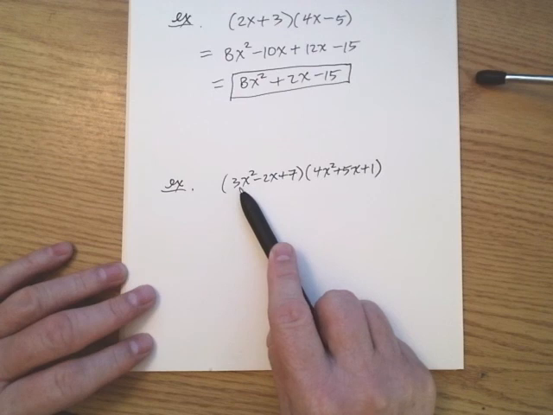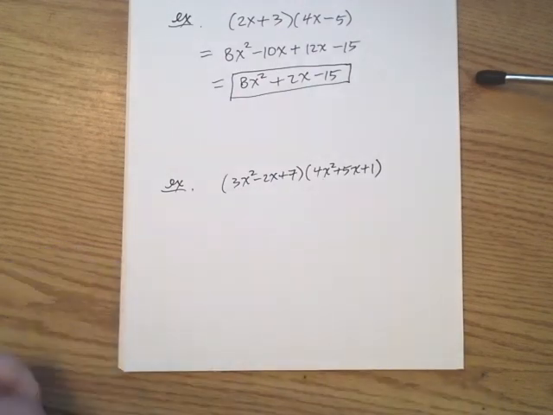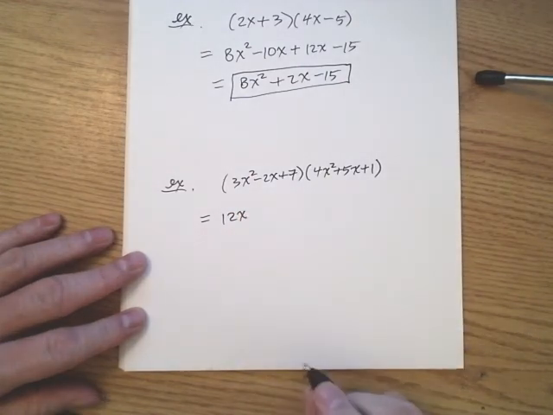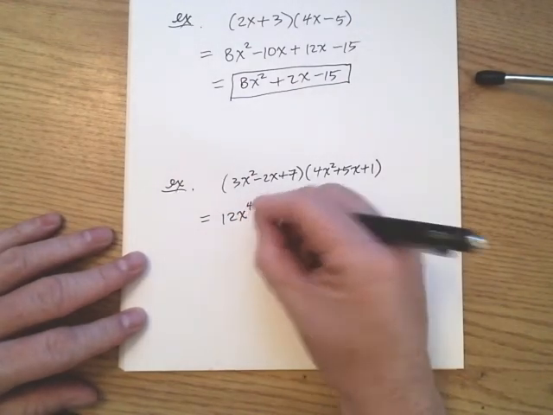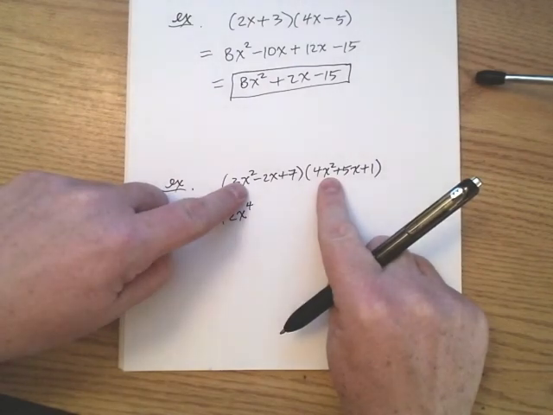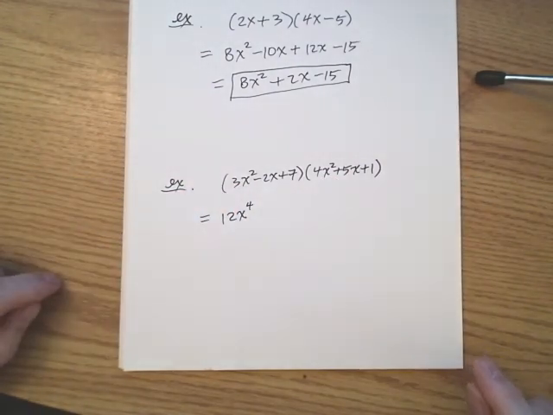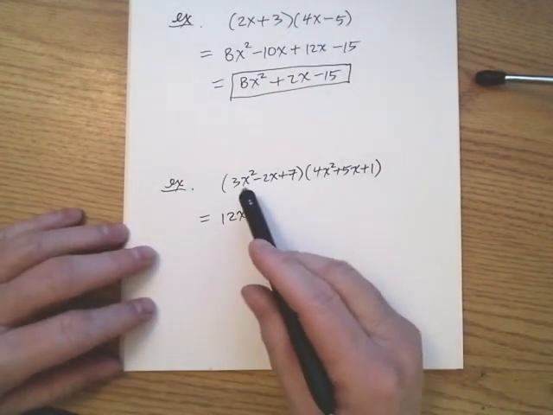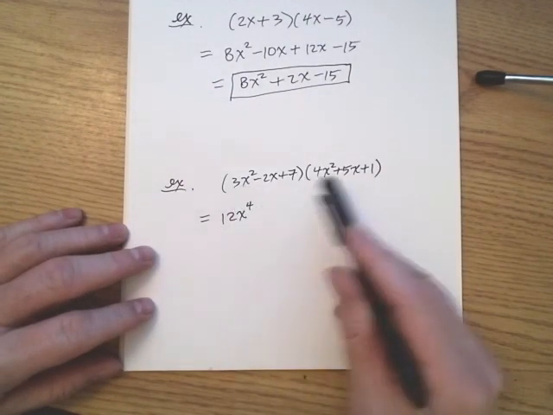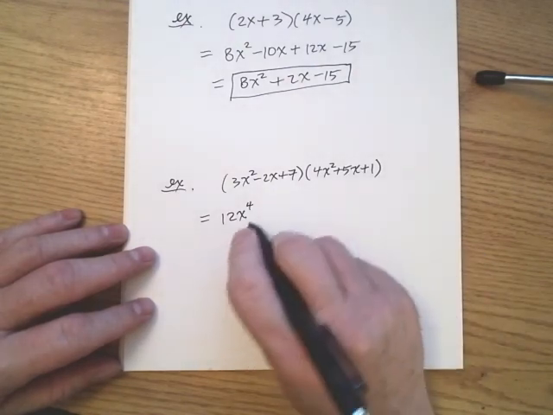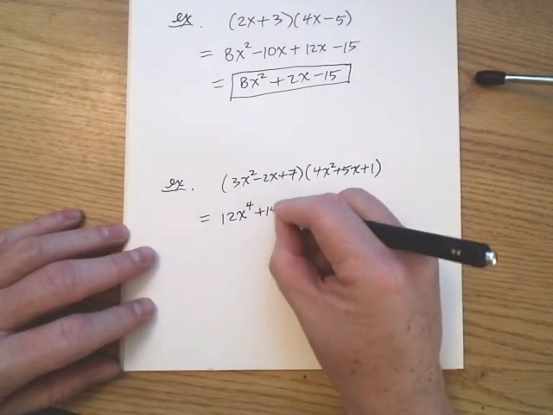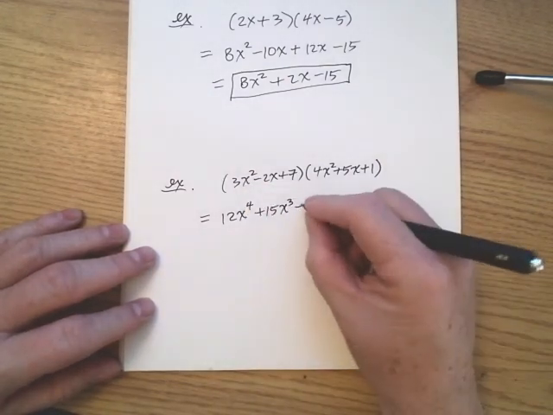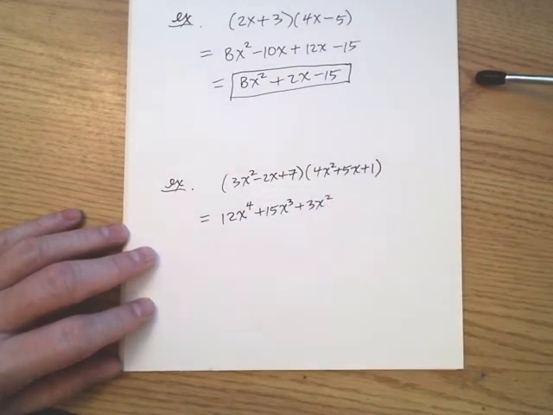I'm going to go 3x squared times the 4x squared yields 12x to the what? 2 plus 2, fourth power, right? There's actually 4 x's being multiplied together. xx times xx is x to the 4th. Okay, 3x squared times the 5, that gives us what? Plus 15x cubed, and then what? Plus 3x squared when it multiplies on the 1.